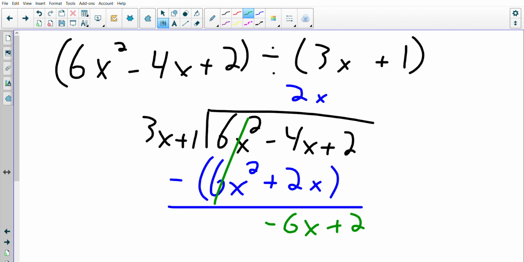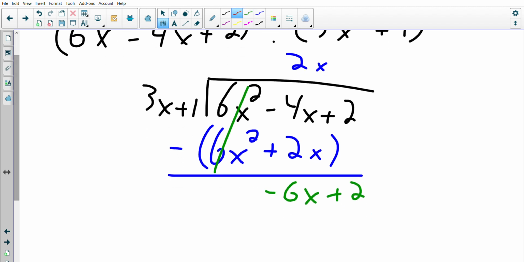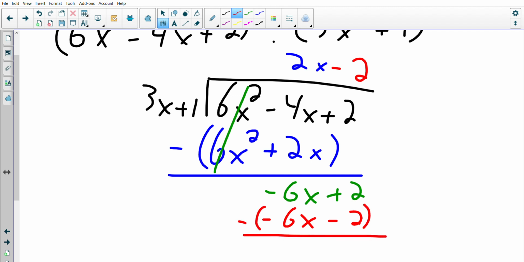Okay, so now again, what is negative 6x divided by 3x? And I get minus 2 when I divide the 2. So I'm going to distribute, I get negative 6x. And then 1 times negative 2 would give me negative 2. So I'm going to subtract. Now this is where a lot of people might get stuck. When I subtract, these cancel, but 2 minus negative 2 is actually 4.